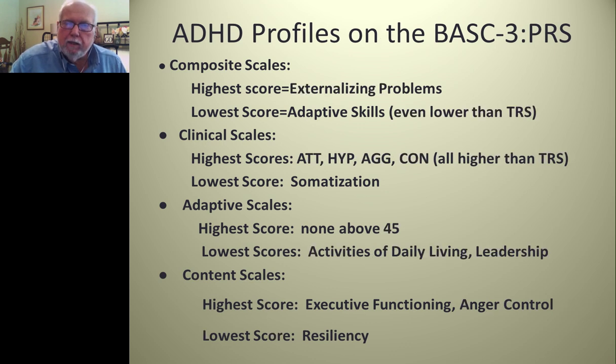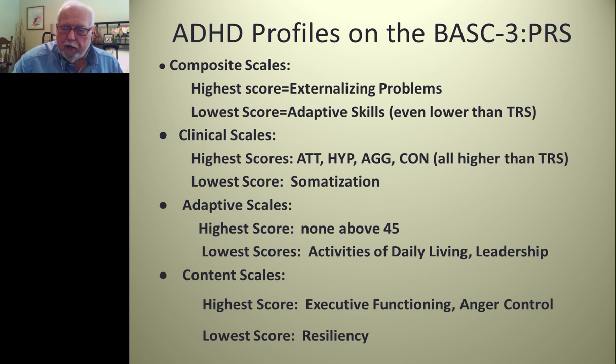If we look at the PRS, we see very, very similar findings. There's not a school problems composite on the PRS, but their highest score is on externalizing problems, lowest is on the adaptive skills. On the clinical scales, their highest scores were on attention and hyperactivity, as you saw with the TRS, and aggression and conduct problems, and they were all higher than even their TRS scores. Their lowest score was on somatization, same as the TRS.